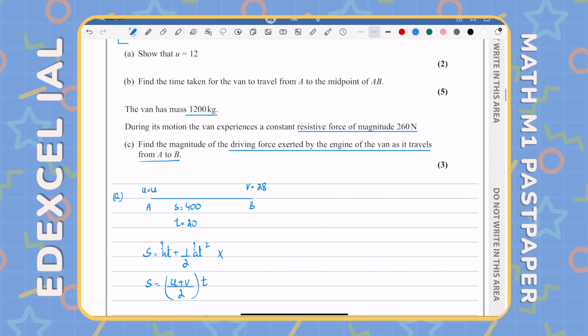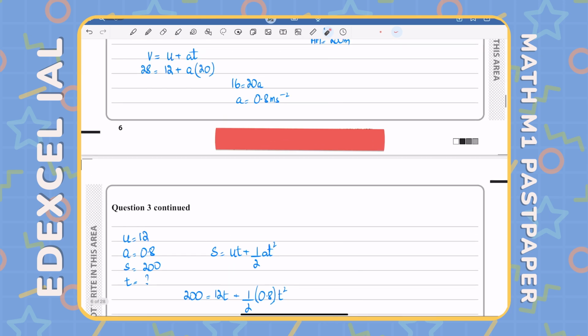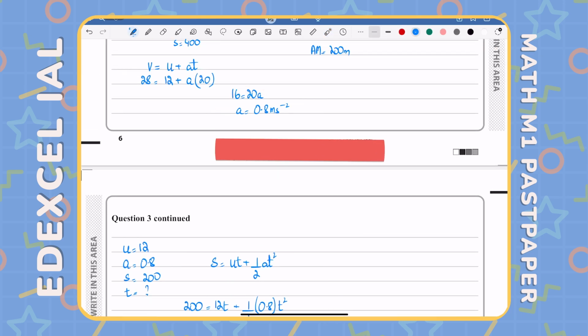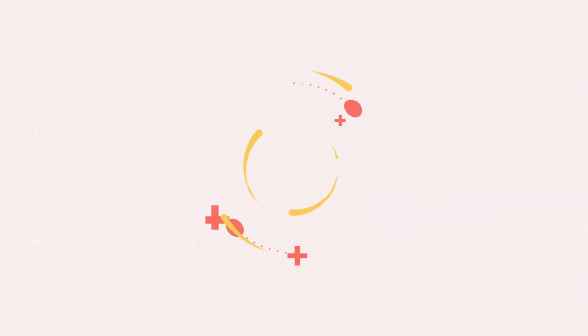You can see here's the mass, here's the resistive force, and we're supposed to find out the driving force. And what about the acceleration? We worked out the acceleration to be equal to 0.8. So that's what we're going to use here. Let's work this out. Once you find the value of D, you get 1220 Newton, and that is the answer to part C and also the end of this question.